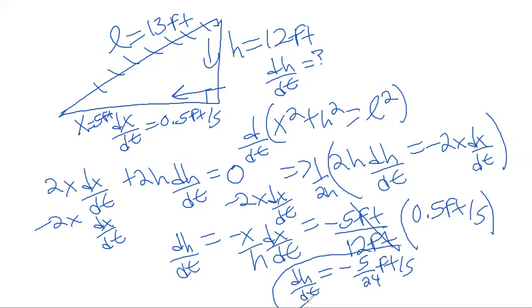That means as the ladder is falling down, the change in height of the ladder with respect to the wall is decreasing, which makes sense. It's going down. It's changing at negative 5/24 feet per second, which is almost a quarter of a foot per second.